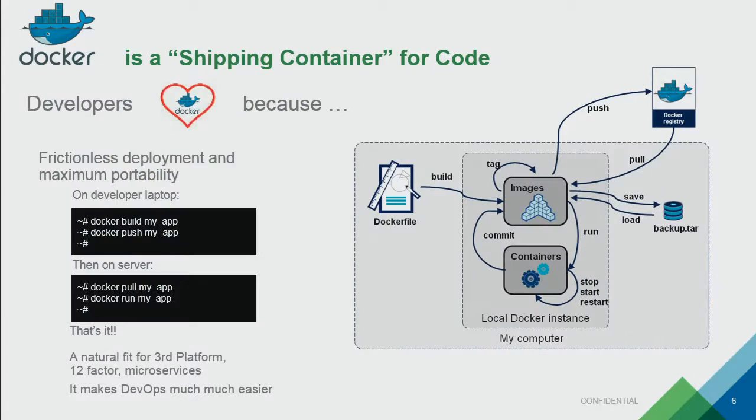So how does Docker help with this? You can think of Docker as a shipping container for code. So developers love Docker because it allows them to do frictionless deployment and maximum portability. You create an app, you say Docker build my app. Once you've built that app into a container, you can push it to a public registry or a private registry in your cloud. And then anytime you want to use that app, you just pull it right back and run it. And you can make additional changes that layer on top of that app and then build a new container out of it. It's very simple and easy to use, and that's why people love Docker.